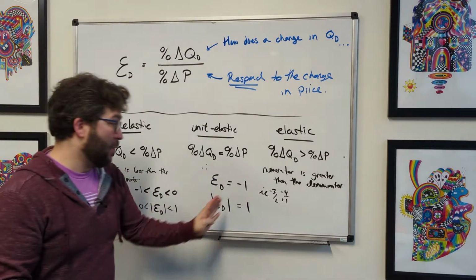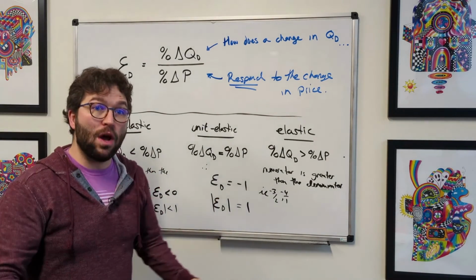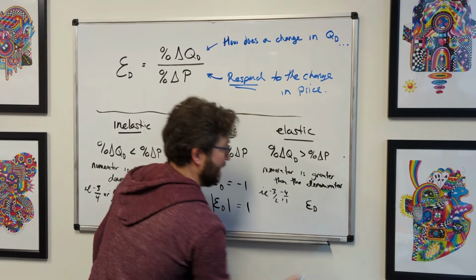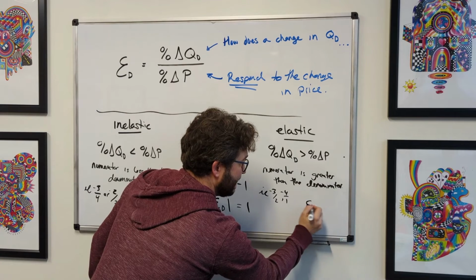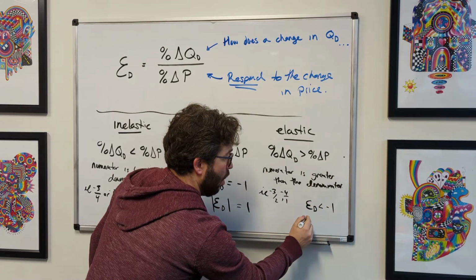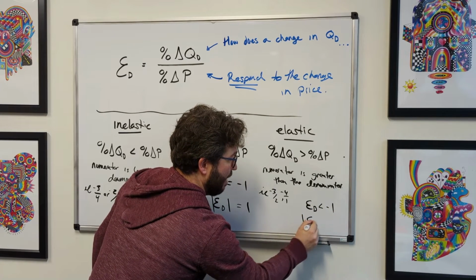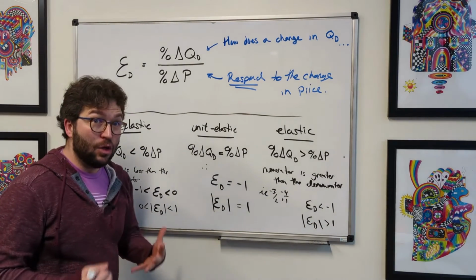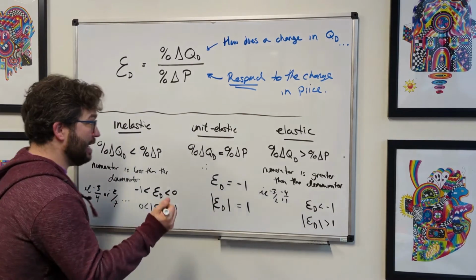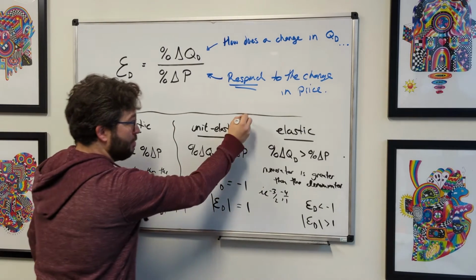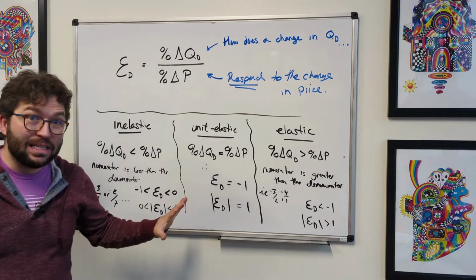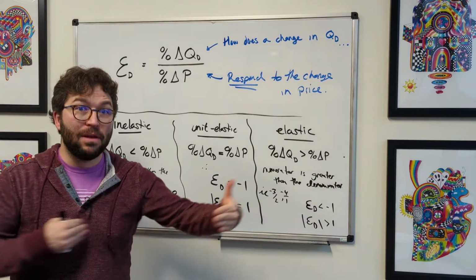So how do we see that? Well, it's going to be greater than 1 in magnitude. So in this case, we need the elasticity to be less than -1. Or if we're using the absolute value, it will be just greater than 1. A good way to learn about and study elasticity is to break it down like this. I'm going to erase this and then we're going to review it with a bit of a number line.